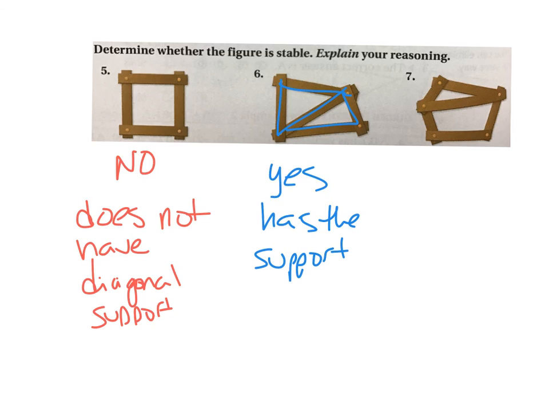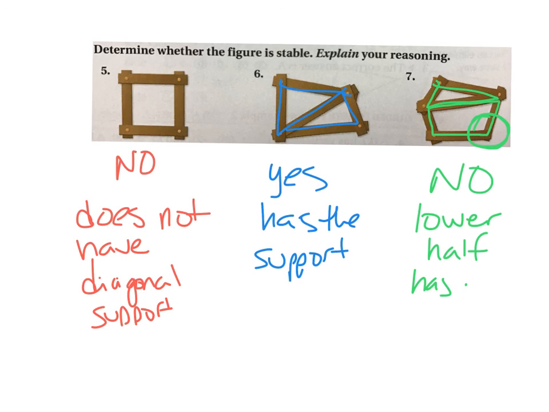Okay, what about number 7? No. Why no? It doesn't have a diagonal support. It has this support, making a triangle, but what's that second shape? It's like a rhombus. Yeah, it's a quadrilateral that could shift. Basically, this point's not fixed, so this is the weak point. That's going to be where it shifts incorrectly. So no, the lower half doesn't have support. Has no support.